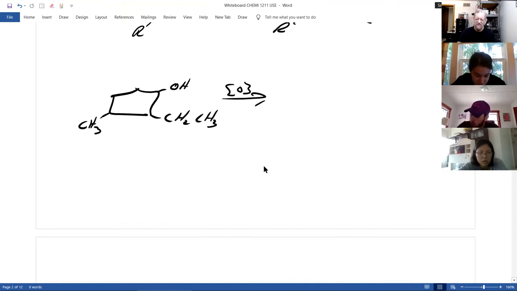And here's another one for you to try. Give the organic product or products for the following reaction. 3 points each.